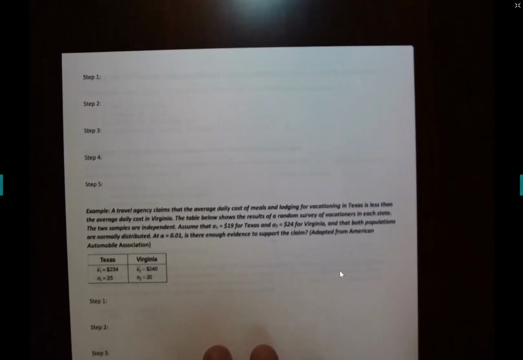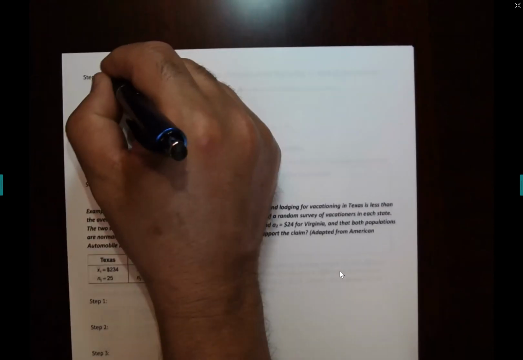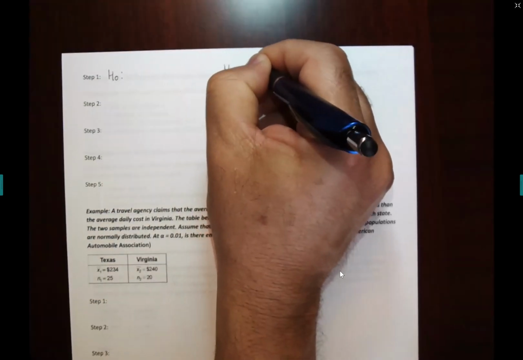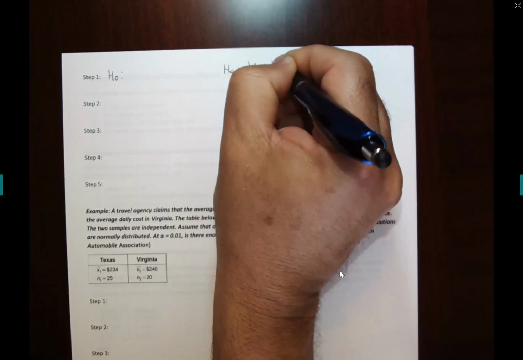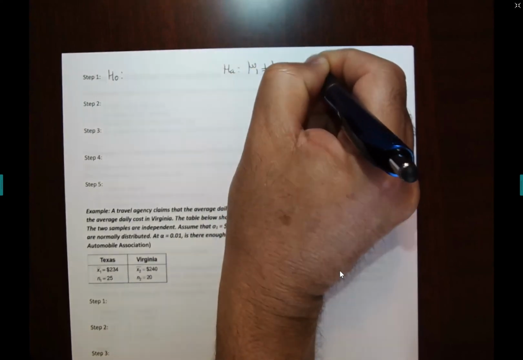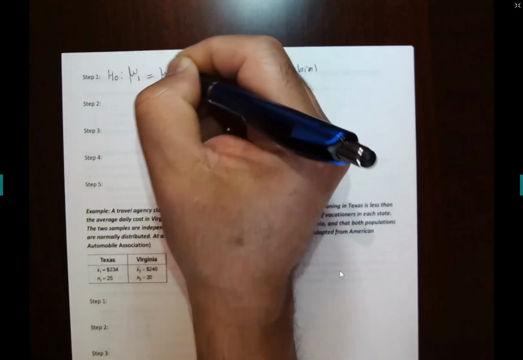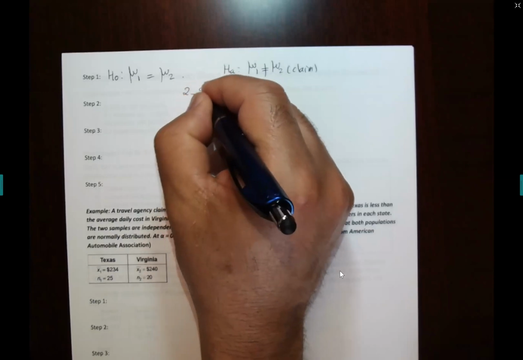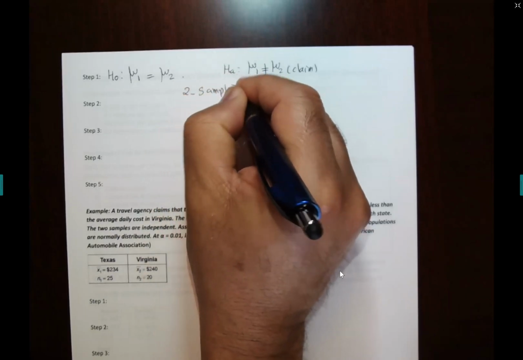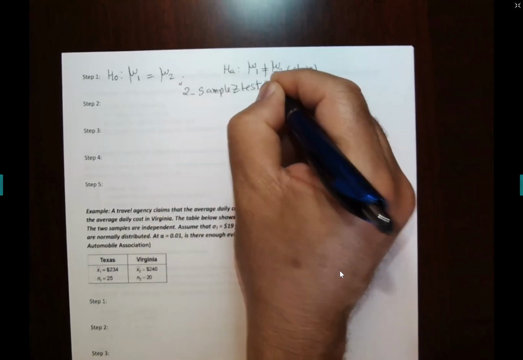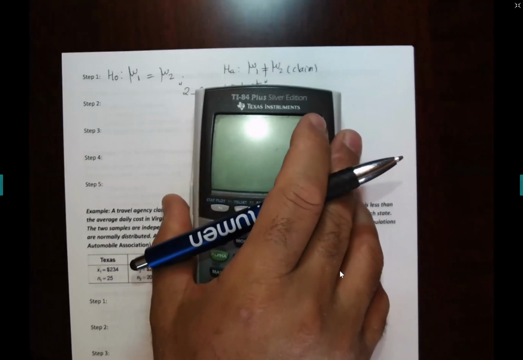You see how I put the steps for you here? So H0 and HA. Mu1 is not equal to mu2. This is the claim. And mu1 is equal to mu2. That's the null hypothesis. Okay, guys, it is called a two-sample z-test. Just like you did a z-test, now it's a two-sample z-test. And let me take you right away to it and show you how to do this one.